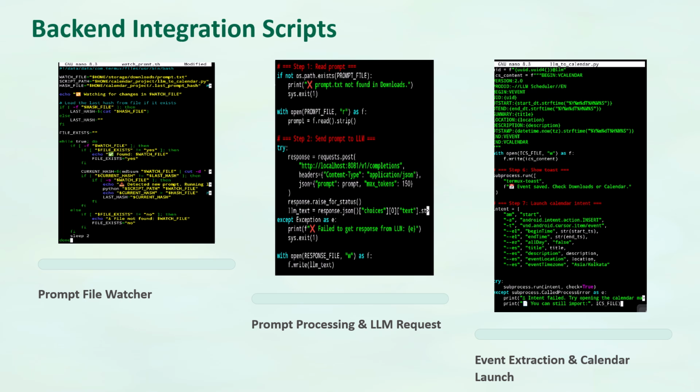Event extraction and calendar launch. The extracted details are converted into a calendar event file like ICS. Then the script triggers the Android calendar app with these event details, so the user can easily add the event to their calendar.